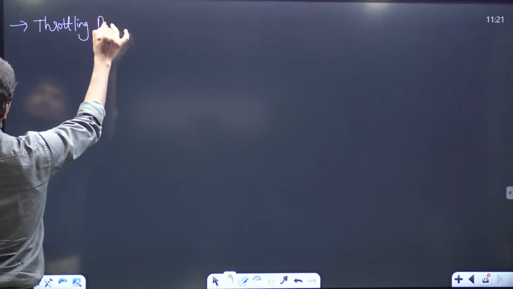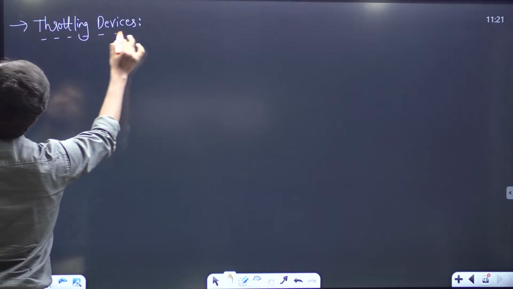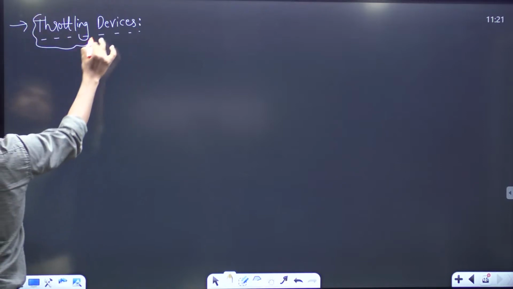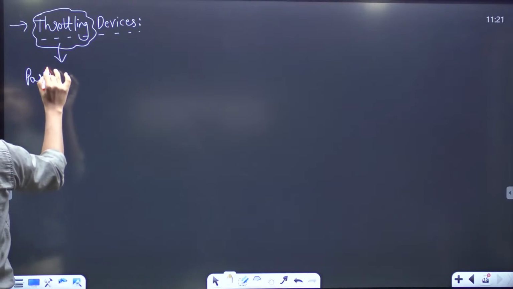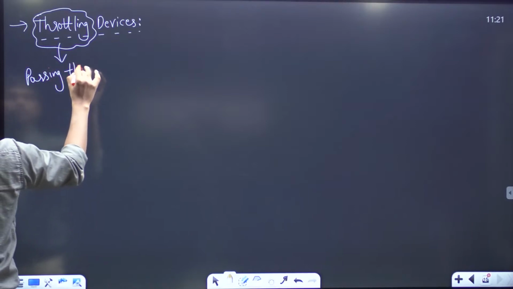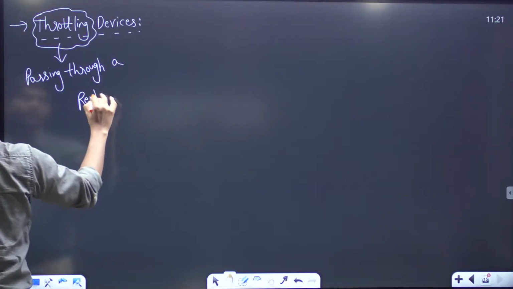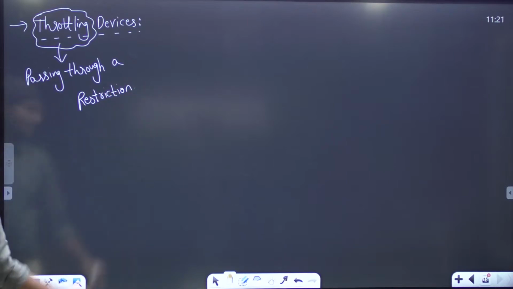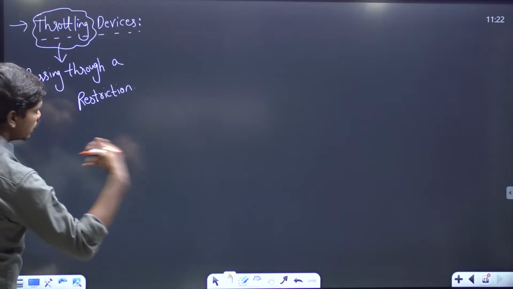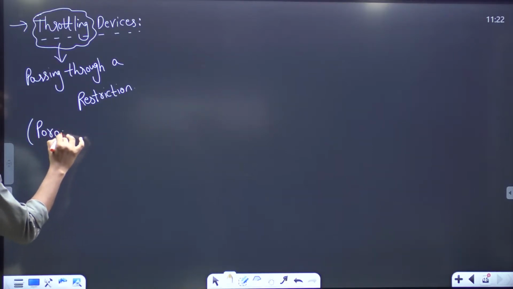Throttling devices. Basically, what does this term throttling give you? Passing through a restriction. So basically, physically, if you want to create a throttling process, you can use a pause plug.